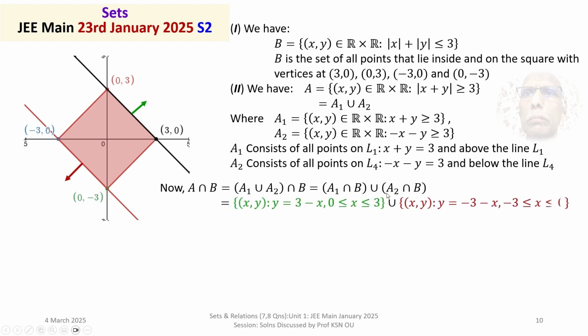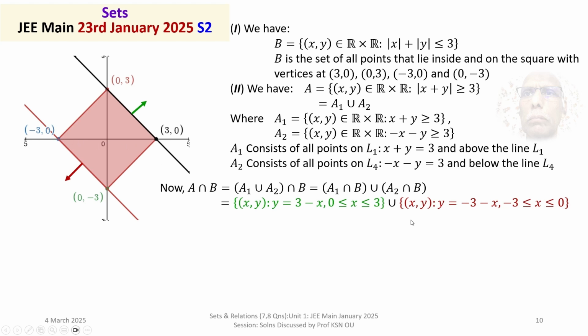Right. What is A2 intersection B? A2 is this region, those points lying on this line and below this line, intersection with B is this line segment joining minus 3 comma 0 to 0 comma minus 3. That is the set of all ordered pairs x comma y, where y is equal to minus 3 minus x, where x varies from minus 3 to 0, including minus 3 and 0.